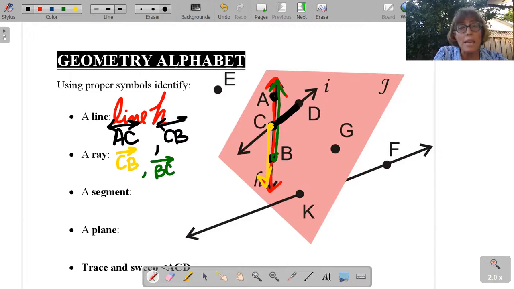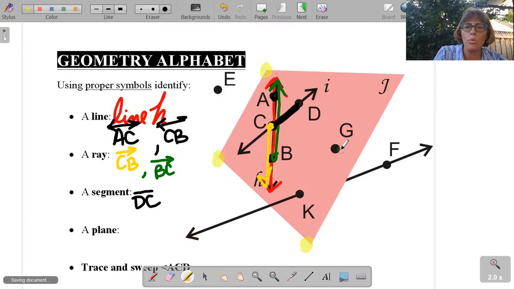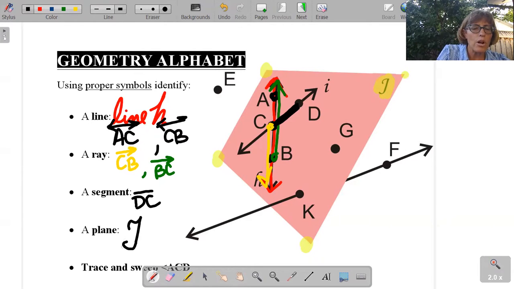A segment is just a piece of a line. DC, CD, same thing. A plane, we could either name by the corners, if you have corner points, which we don't, so we're just using this uppercase cursive, call that plane J.